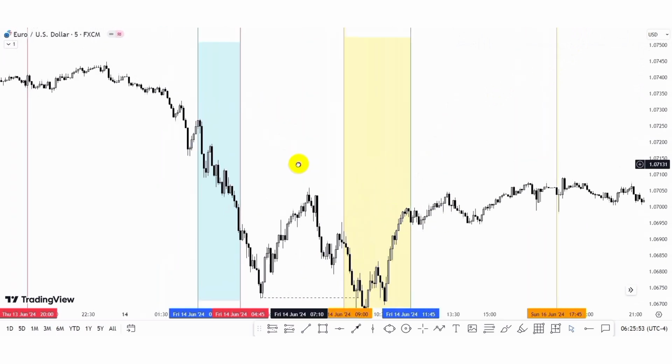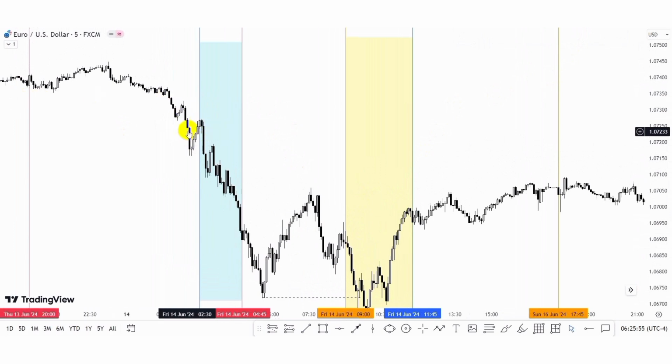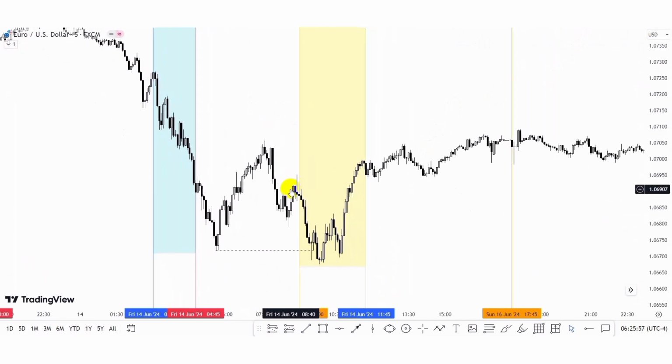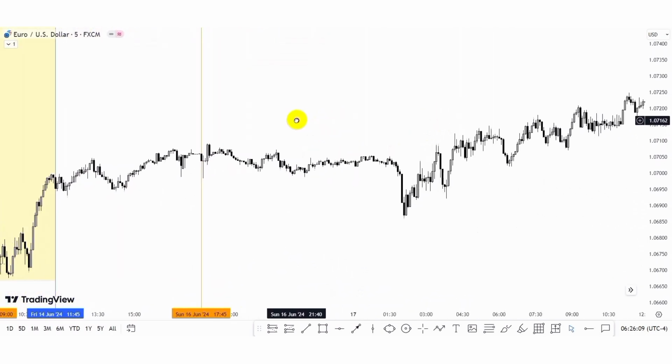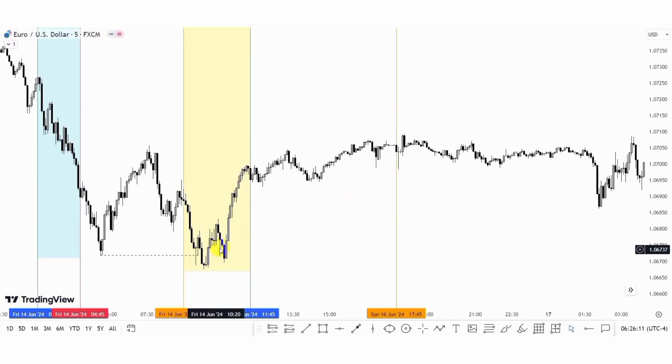So the Asian session is bearish, the London session is bearish. During the overlap, price pushed to the downside and swept the London session low points, and then the New York session gave us the reversal to the upside. Price has been bullish after this reversal. Now we have the change in market character here.